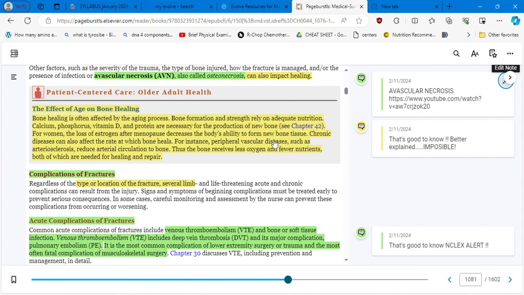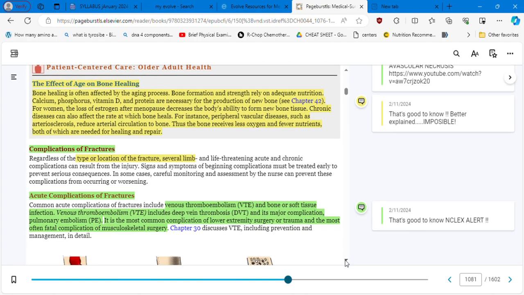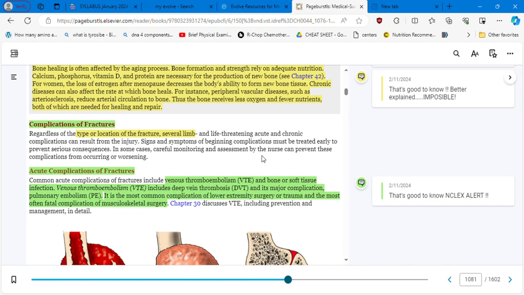So this concept here is excellent and is a review summary of many concepts that we learned before. Complications of fractures. It all depends on the type or location of the fracture, and several limb- and life-threatening acute or chronic complications can result from the injury, right?